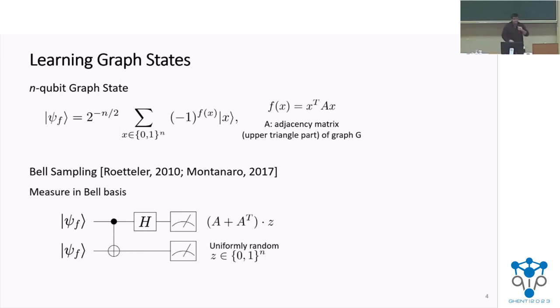The idea is you just measure in the Bell basis. You start off with 2 copies of psi f, and you apply a CNOT between each qubit in the first copy of psi f with the target in the second copy. So you have a CNOT gate between the first qubit in the first copy and the first qubit of the second copy, and so on. And then you apply a Hadamard transform to the first copy. If you then measure in the computational basis, in the second register you get a uniformly random n-bit binary string. And in the first register, you get what is a derivative in the z direction. They showed that you just need order n samples to learn these graph states.